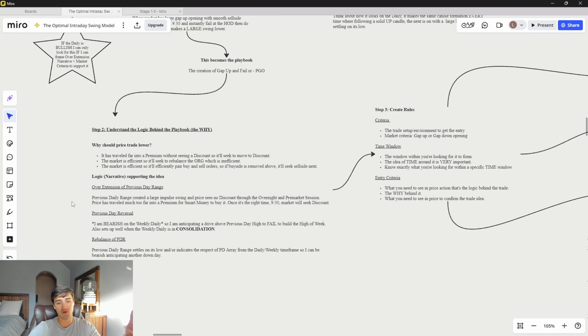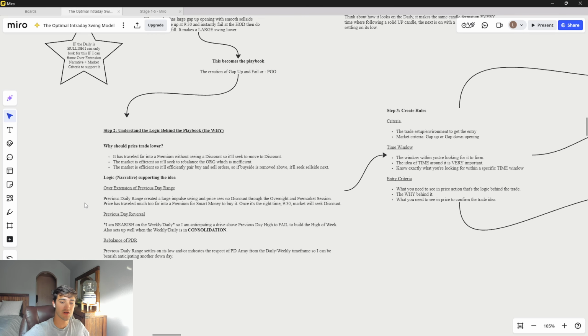So if we have an overextension of the previous day range, meaning the market travels in an extremely high premium, and with the concepts that I trade, I know that the market moves from premium to discount, discount to premium, because the market is driven by an algorithm. And it doesn't matter if you believe this or not, it's simply the logic behind the concepts that I trade. So that doesn't have to be true. It's just the logic behind it.